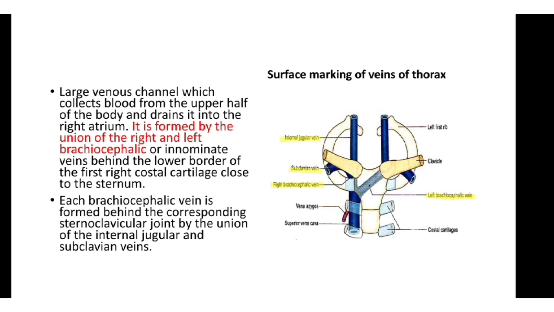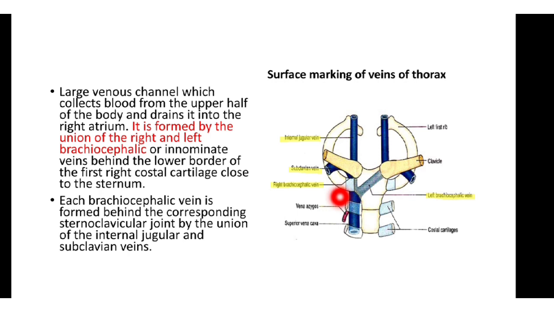It is formed by the union of right and left brachiocephalic, also called innominate veins, behind the lower border of the first right costal cartilage close to the sternum. In this diagram we can see the superior vena cava formed by the union of right and left brachiocephalic veins. This is the right brachiocephalic vein, this is the left brachiocephalic vein, and this is the lower border of the first right costal cartilage close to the sternum.